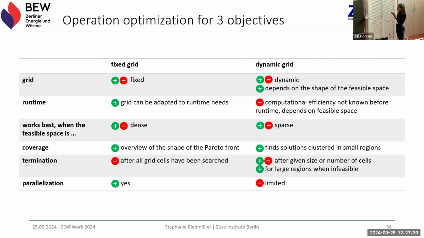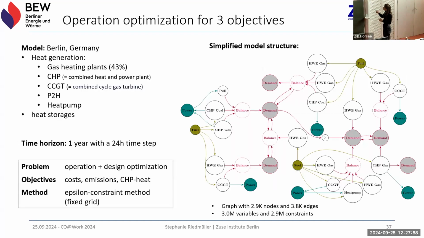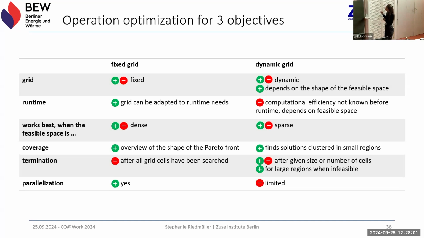If we look at the grid, the fixed grid algorithm has a fixed grid, and the dynamic grid is, in addition, really dependent on the shape of the feasible space. For the runtime, the grid can be adapted to the runtime needs in the fixed grid algorithm, because you can just use fewer epsilons. For the runtime of the dynamic grid algorithm, this is a minus, because we do not know in advance how many regions there are to discover.